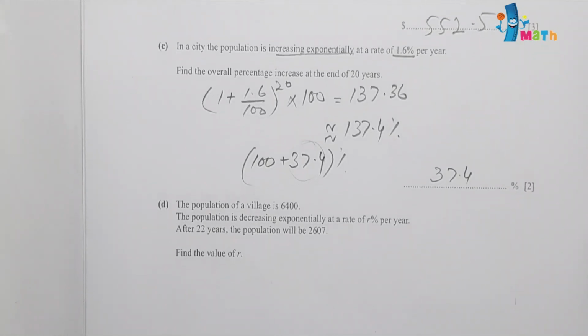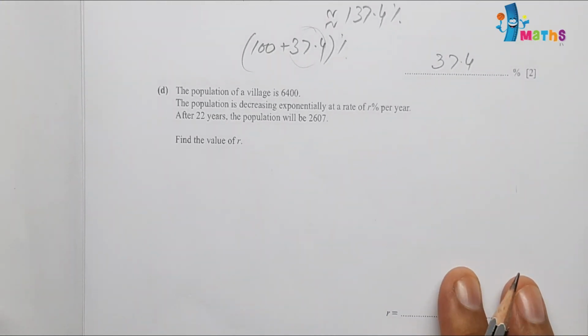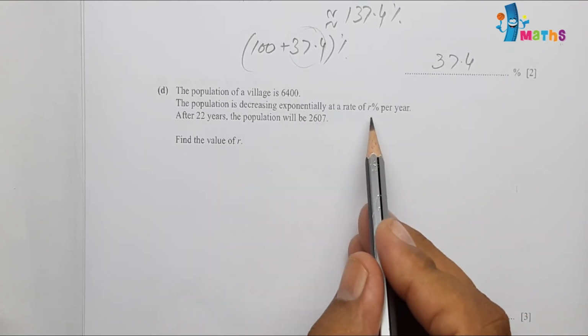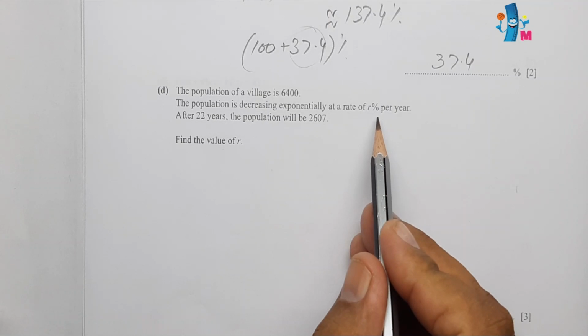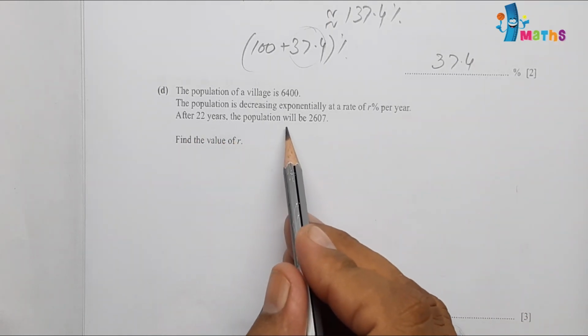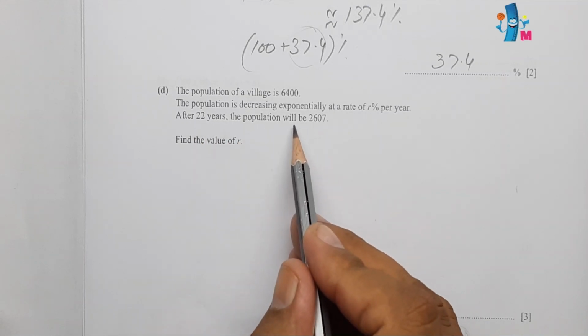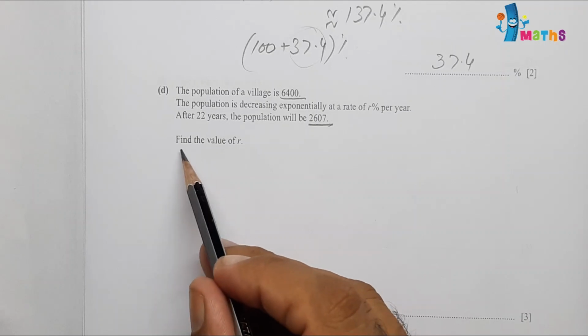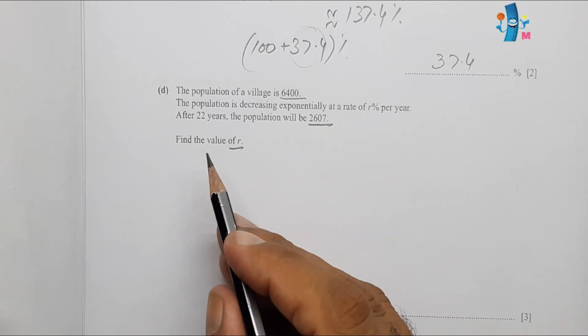Now D part: the population of the village is 6,400, and the population is decreasing exponentially at a rate of r percent per year. After 22 years, the population will be 2607. So find the value of r.